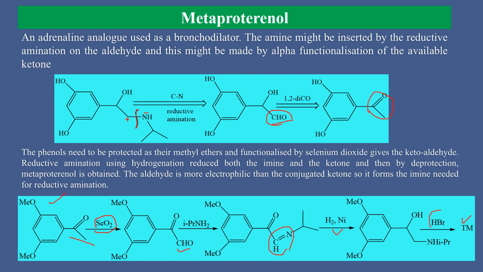Here's the last step. Because in the second last step, when we try to reduce this imine, this reducing agent also reduces this carbonyl compound into alcohol. So by using this HBr, this hydroxyl is converted into a keto group.